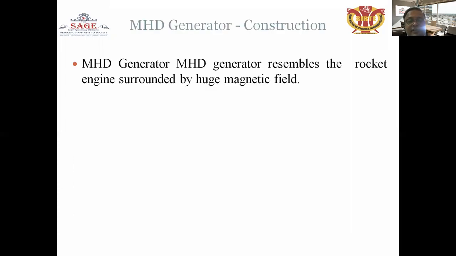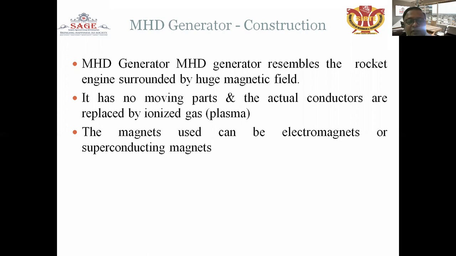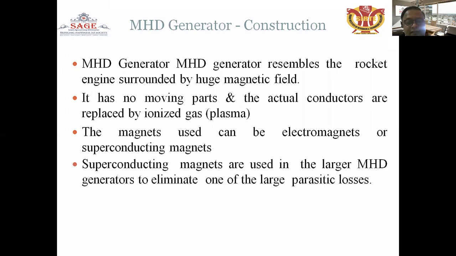An MHD generator resembles a rocket engine surrounded by a huge magnetic field. It has no moving parts, and the actual conductors are replaced by ionized gas called plasma. The magnets used can be electromagnets or superconducting magnets, and superconducting magnets are used in larger MHD generators to eliminate large paramagnetic losses.